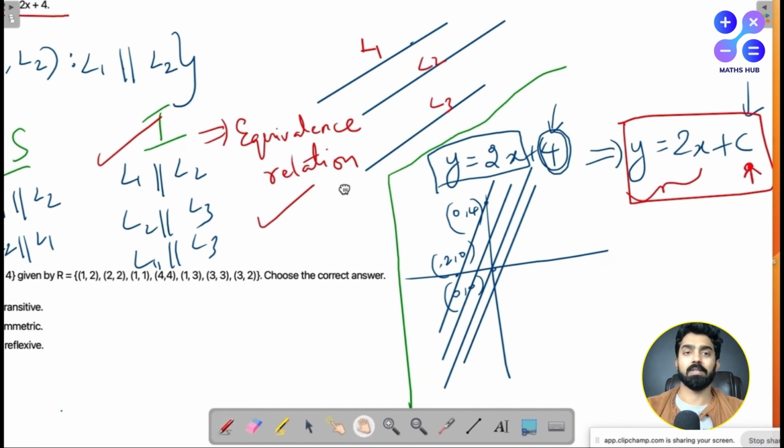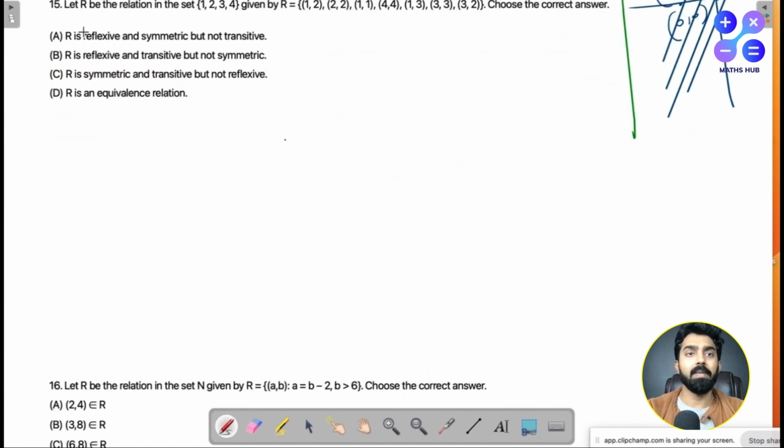Great. Let's go to the next question. Let R be the relation in the set {1, 2, 3, 4} given by R = {(1,2), (2,2), (1,1), (4,4), (1,3), (3,3), (3,2)}. Choose the correct answer. R is reflexive and symmetric but not transitive.